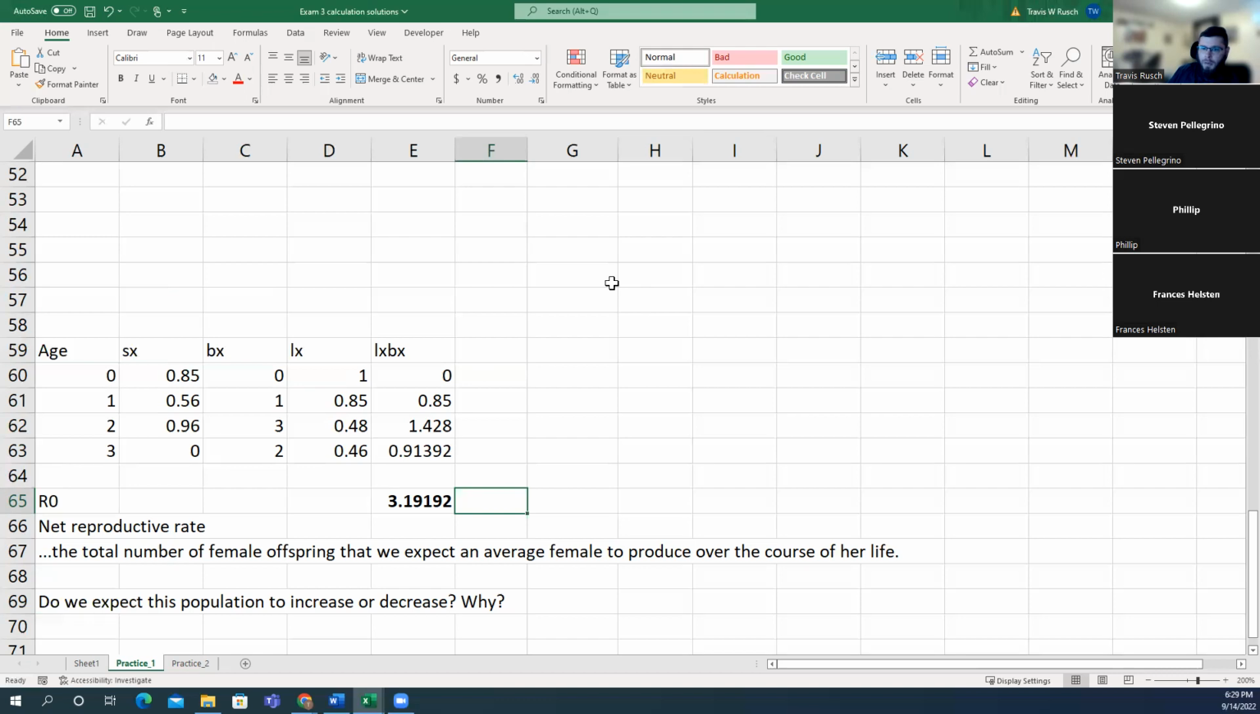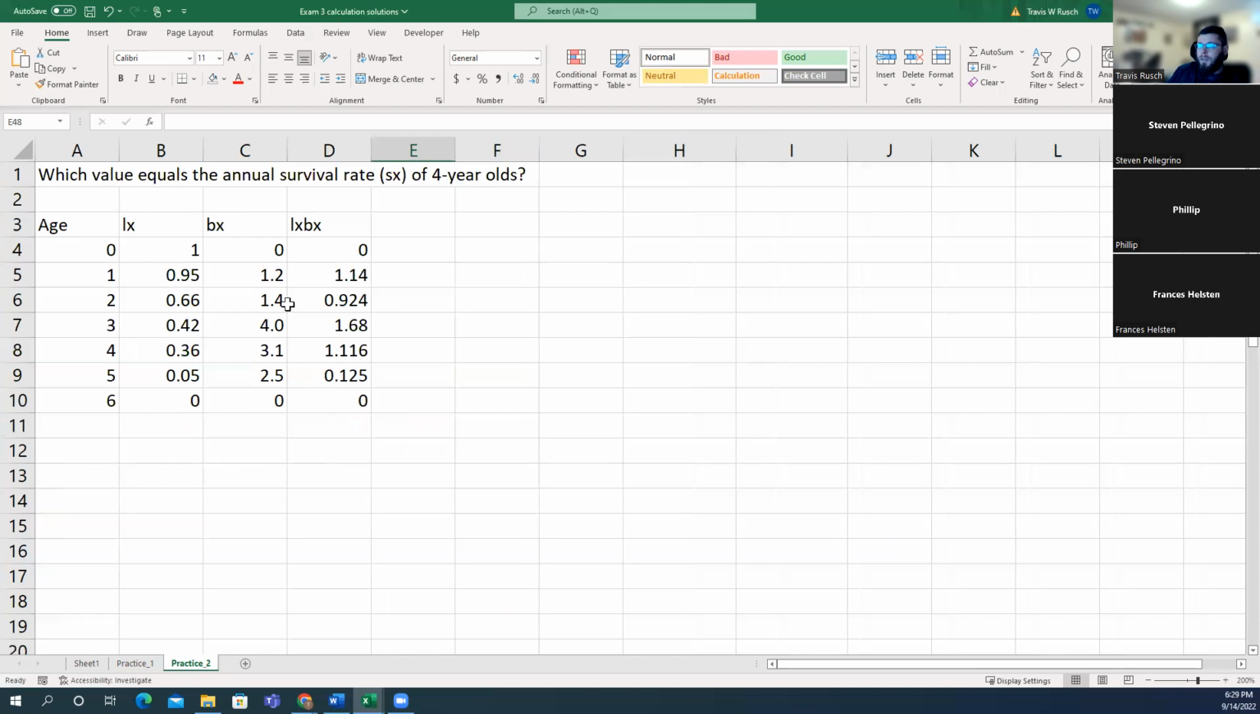If not, I've got one more that I think might be worthwhile going through. So given this life table where we're given age, lx, bx, and then lx times bx, the question here is which value equals the annual survival rate. It tells us that we're looking for Sx of 4-year-olds. So again, now we need to solve for Sx, right? So we have this column that we need to fill in. How would we go about doing this? Is there a way to know what the first Sx is or no?